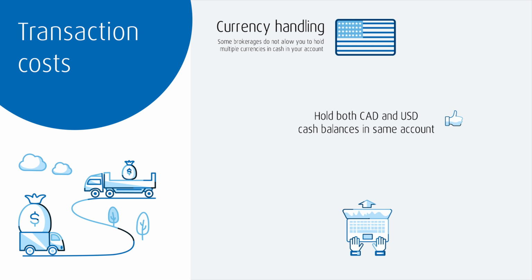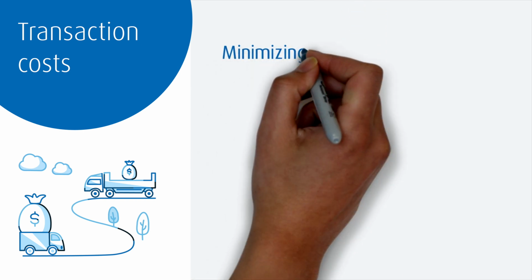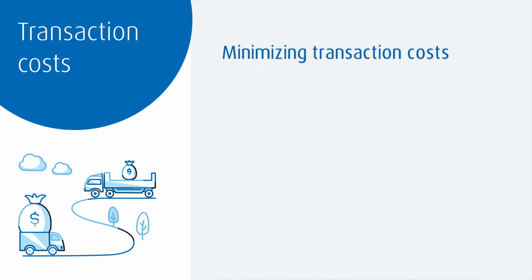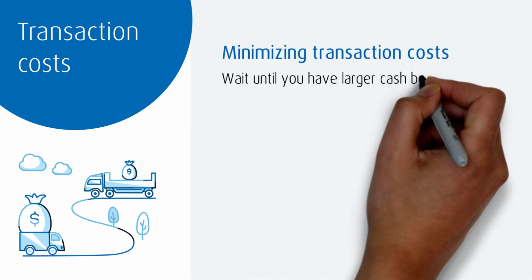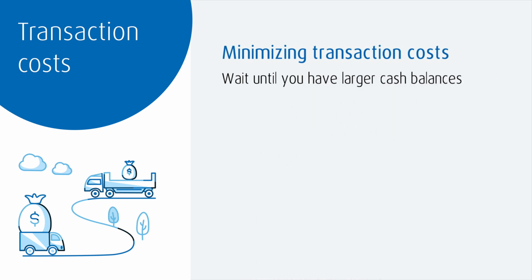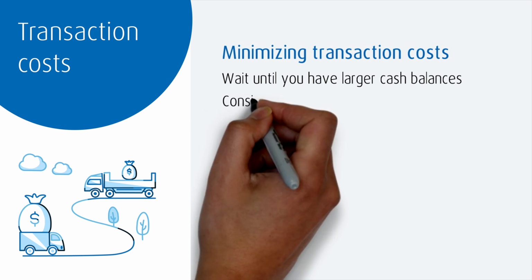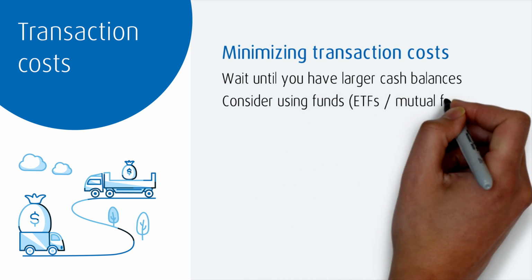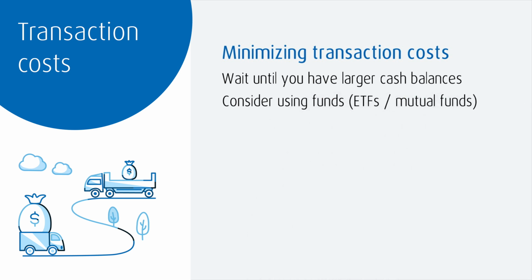Here are some other general considerations about costs and how you can manage them. You can wait until you have larger cash balances before you execute a purchase. If you are regularly depositing money into your account, that might mean waiting to execute your purchases every few months. If you are looking to diversify by purchasing a number of different securities all at once, instead of making multiple buy orders, you could consider using funds like exchange-traded funds or mutual funds.